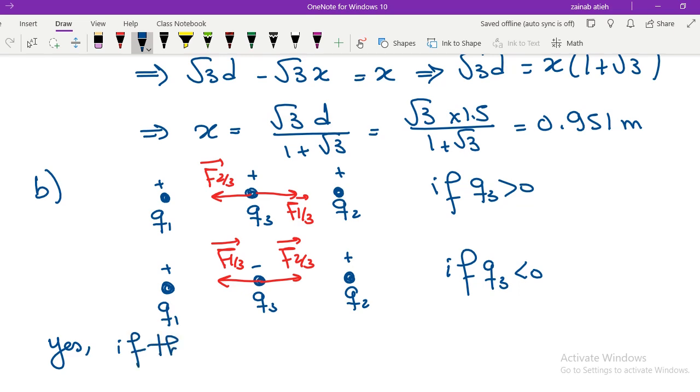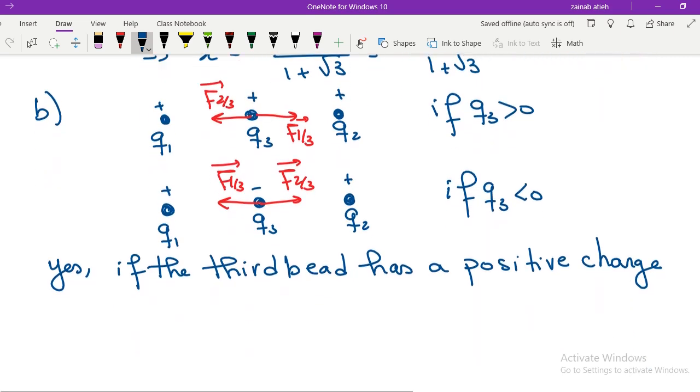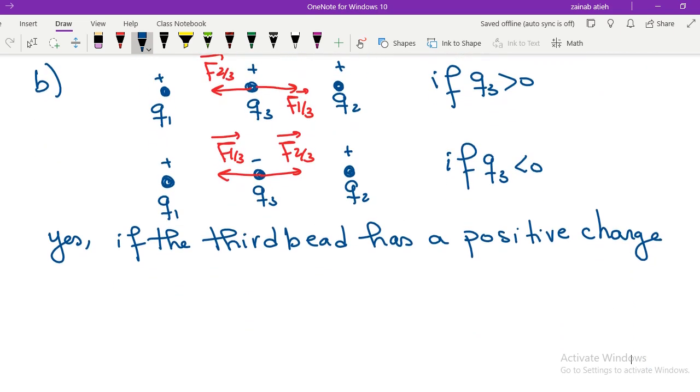It's yes if the third bead has a positive charge. Okay, and this is problem 11. I will move now to the next one.